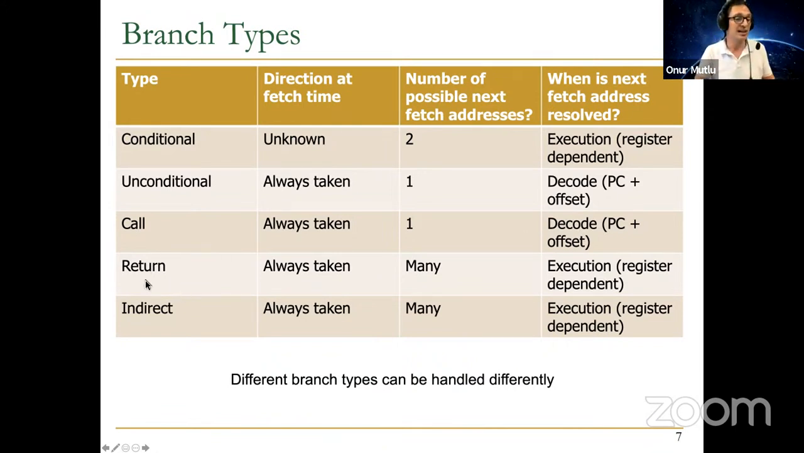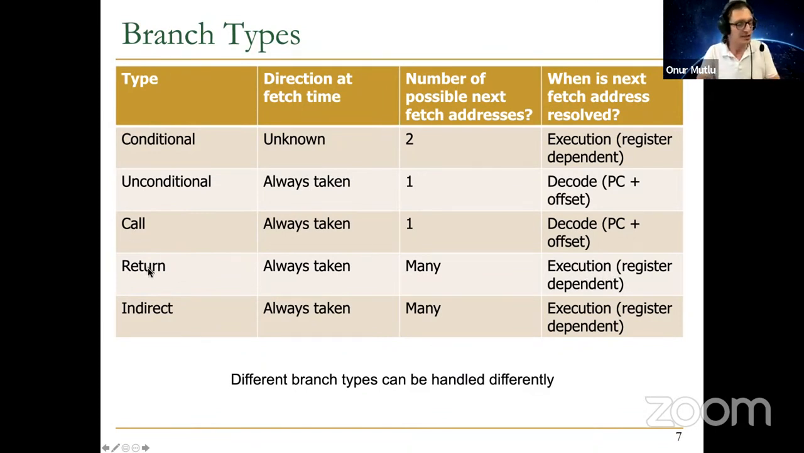bubble. Return instructions are also similar, except the number of possible fetch addresses for returns can be many because you may have many different call sites calling the same function in a program. And you need to be able to return to the real caller. Basically, that's why we save the address of the instruction after the call onto the stack, such that the return instruction can pop it and return back to it by jumping to the address in that register.